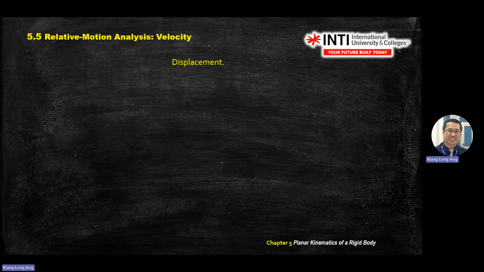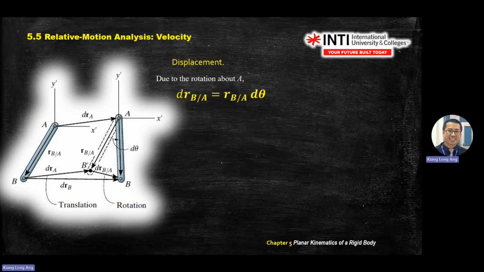This one already explained how the thing moves. Now due to rotation about A, this one rotates here. So you can write this one equal to R multiplied by d theta. This equation is a small section of the arc relationship. This is a small rotation, so you can use S equal to R theta. So drB stroke A equals R d theta.